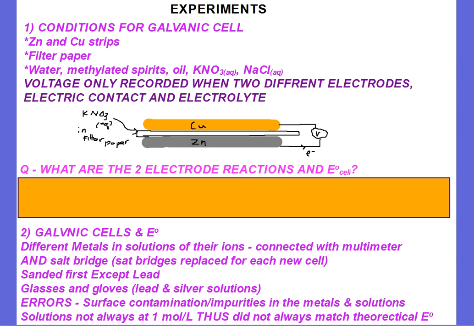Experiments. We did 2 experiments to do with galvanic cells. The first one was the conditions of a galvanic cell. We got zinc and copper strips, filter paper, and a whole series of solutions: water, metho, oil, potassium nitrate and sodium chloride solution. We only got a voltage when we had different electrodes, so copper and zinc, not copper and copper or zinc and zinc. There had to be an electric contact and also an electrolyte, so there's potassium nitrate or sodium chloride there.